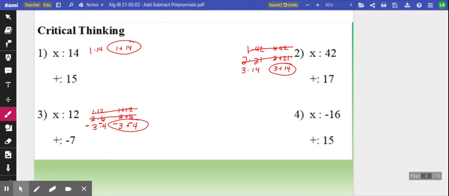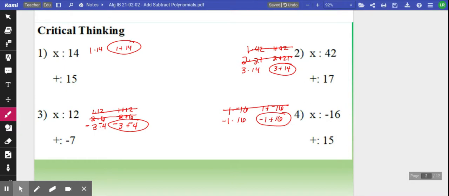Number 4. When in doubt, start with 1 and the number. 1 times negative 16 is negative 16. 1 plus negative 16 would be negative 15. Well, I need positive 15, so I only need one of those two numbers to be a negative. So I'm just going to change which one's my negative. I'm going to go negative 1 times positive 16. So that still multiplies to be negative 16. But now, when I add, I get positive 15. So it'd be negative 1 and positive 16.